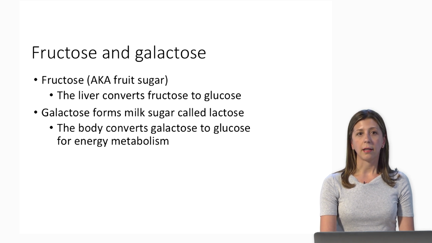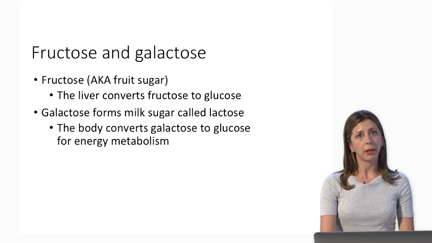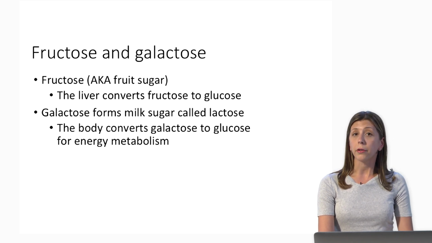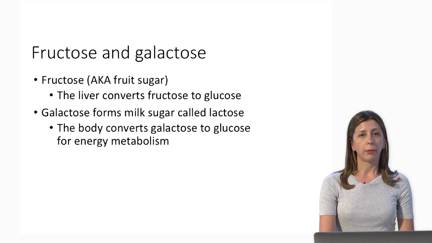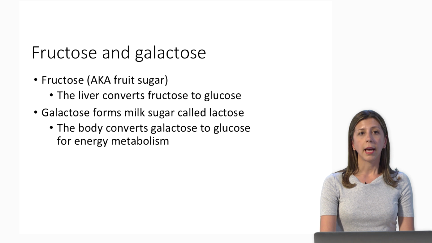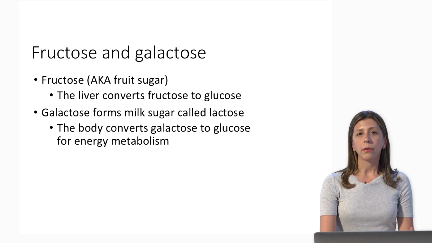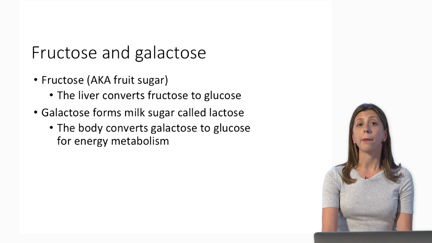Galactose, on the other hand, helps to form a milk sugar called lactose. So next time you drink a cup of skim milk or 2% or whole milk, whatever you're drinking, the primary carbohydrate or sugar in milk is lactose. And the body basically can convert galactose to glucose for energy metabolism. So collectively, you can see how these simple sugars eventually are converted to glucose and can be used for energy by the body.